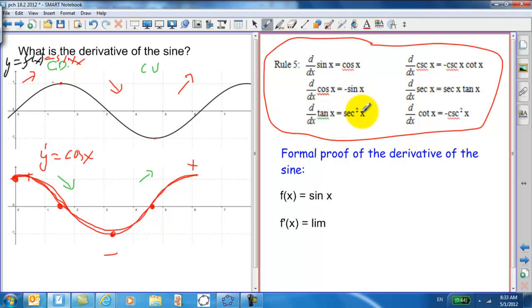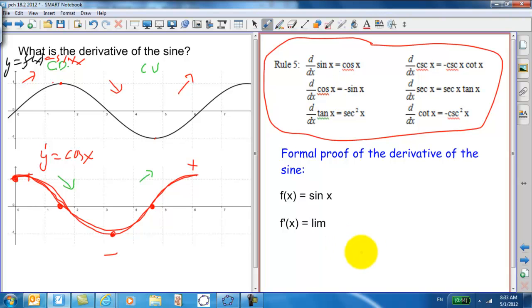The derivative of the tangent is the secant squared. We'll prove that after we do the quotient rule. The derivative of cosecant is negative cosecant cotangent. Secant is secant tangent. The derivative of the cotangent is negative cosecant squared x. Notice that whenever you take the derivative of a co-trig function, you end up with a negative factor.